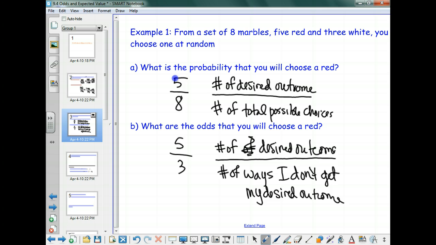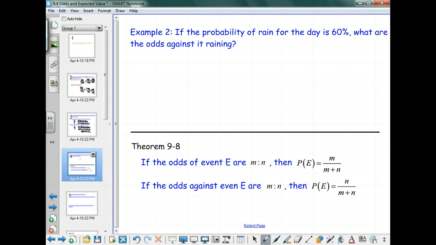Okay, and I've never been to a horse race, but when you hear about horse races you hear people talk about the odds of winning a race. The odds are 2 to 1. Well, that means 2 times out of every 3 times they'll win, because 2 to 1 means 2 times they win, 1 time they lose. In this one, 5 times you win, winning is a red marble, 3 times you lose. It's a ratio of winning to losing instead of a ratio of winning to the whole thing.